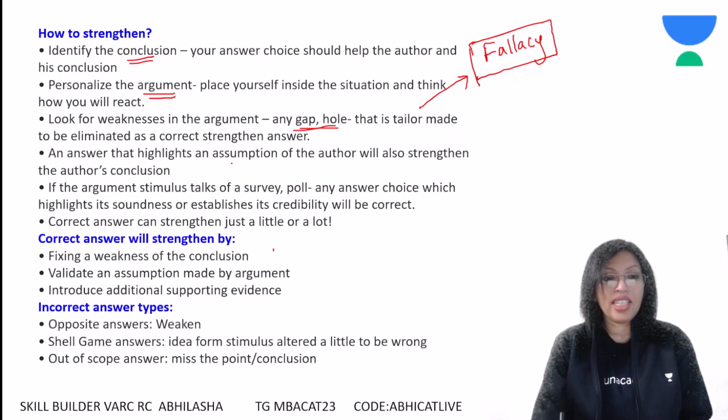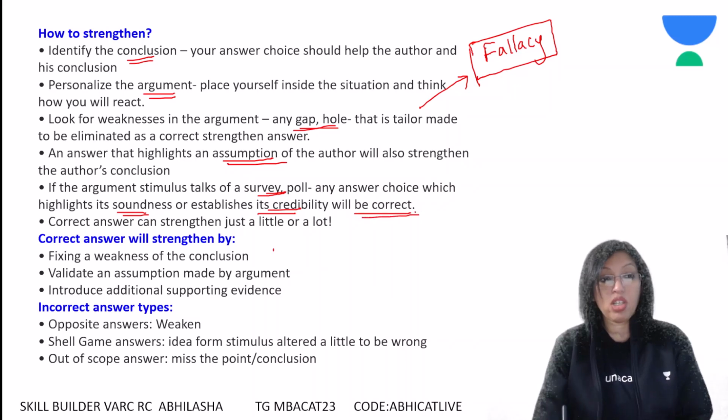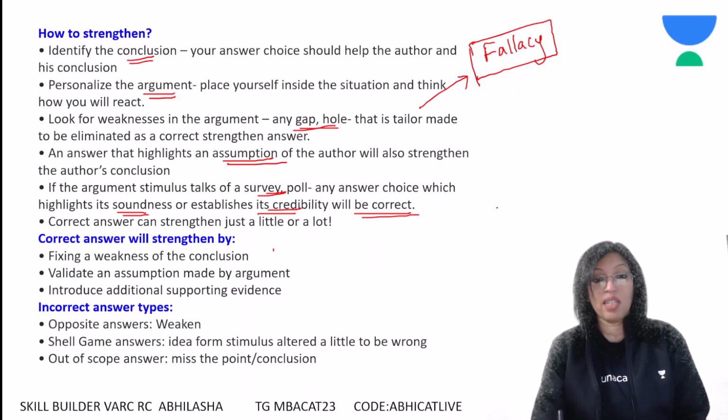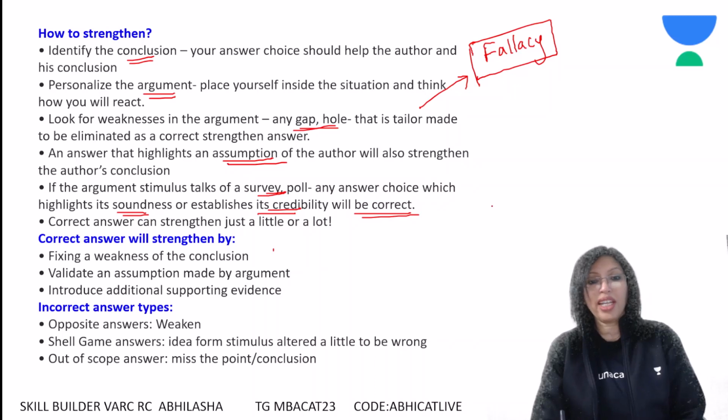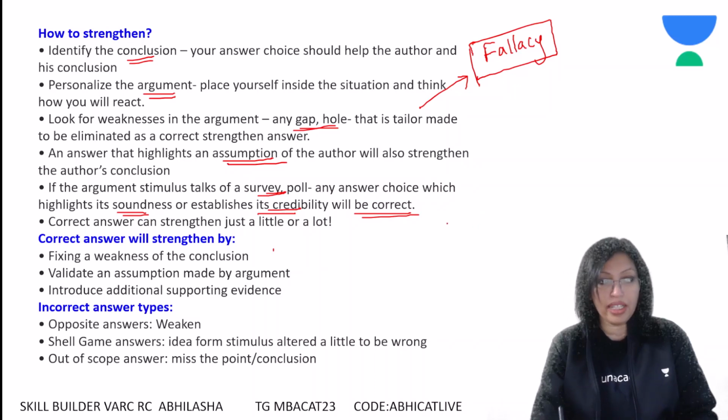An answer that highlights an assumption of the author will also strengthen the conclusion. If the author makes an assumption, that can also be a strengthen answer. If the argument stimulus talks of a survey or a poll, any answer choice which proves the survey or poll to be correct, which highlights its soundness or establishes its credibility, will be correct, because a survey or poll is the biggest fallacy most of the time. To weaken it, we say the survey is false. To strengthen it, we can say this is the most credible survey ever done.